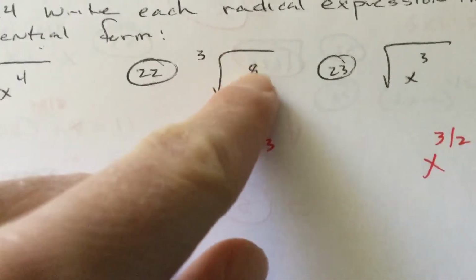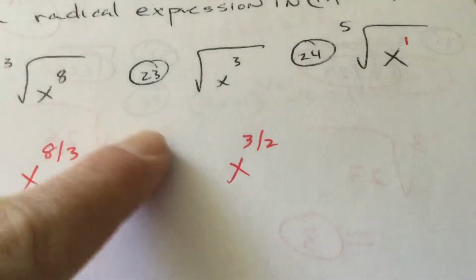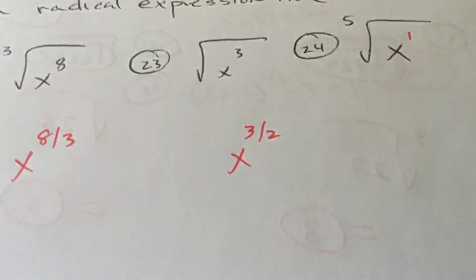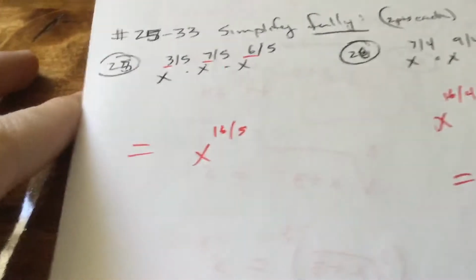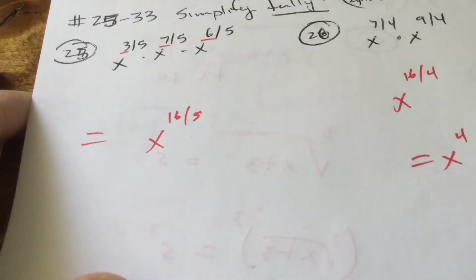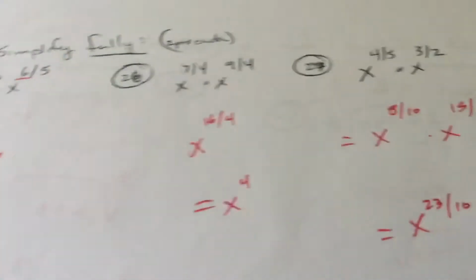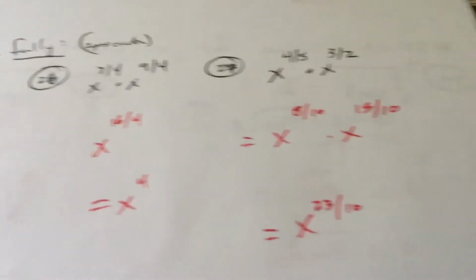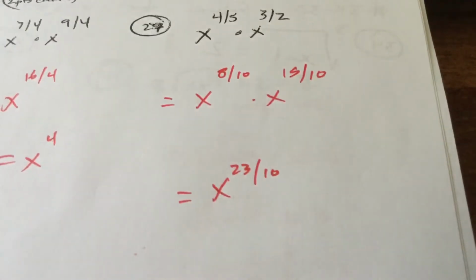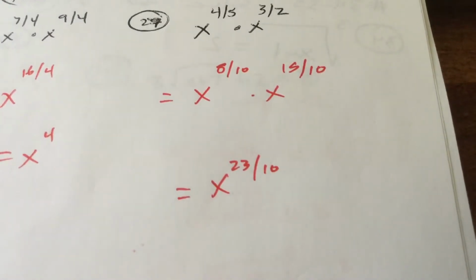This one right here, it's x to the 8 over 3. X to the 3 over 2. 24 would be x to the 1/5. All right, add the exponents when you have the same base. Add the exponents, simplify when you have the same base. Get them to be the same denominator, 8 over 10, 15 over 10. That's x to the 23 over 10.